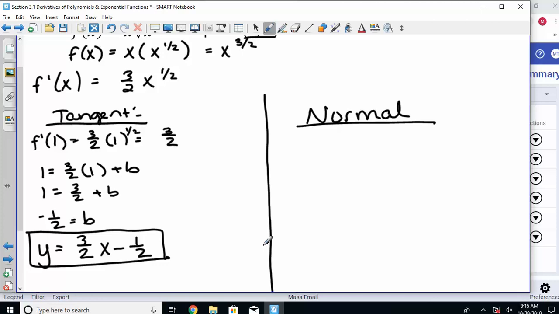Alright, so the normal line, the only thing that's going to change is your slope. So this one we use the slope of 3/2, so what slope would we use for the normal line? And then you're doing the same thing, plug into y equals mx plus b. And your 2/3 over.